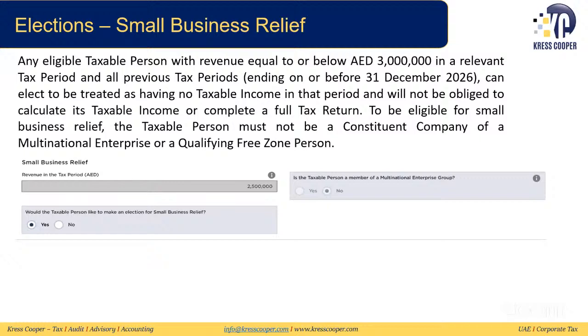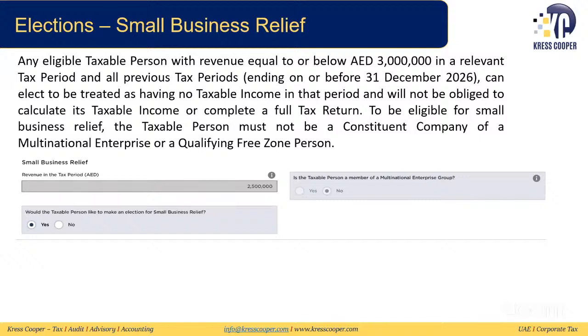Now, there is no previous tax period in this first return, but in a subsequent return, for example, when you're filing the return for tax year 2025, this turnover should be less than 3 million in tax year 2024 as well. Then only will you be eligible to have this relief. And if that is the case, it will show you these questions and ask you to select if you want to take this relief. Again, this relief is only available at the moment till 31st December 2026.